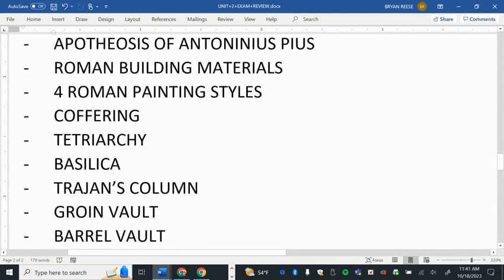The groin vault and the barrel vault go hand in hand. You can't have a groin vault without a barrel vault. A barrel vault looks like somebody took a barrel, cut it down the middle, turned it on its side, and that's the ceiling all the way down. It's an arch that continues all the way down the hallway. A groin vault is you take one of those hallways and intersect it with another one at a perpendicular angle. That makes a groin vault. The groin vaults push the gravity off to the sides.